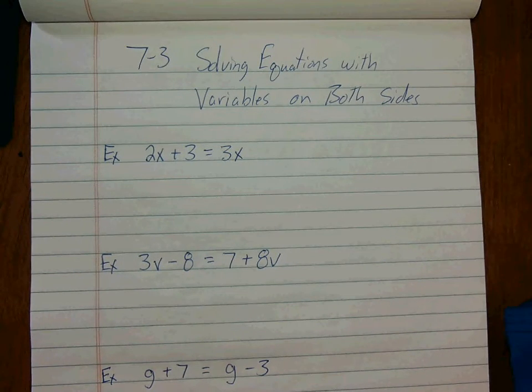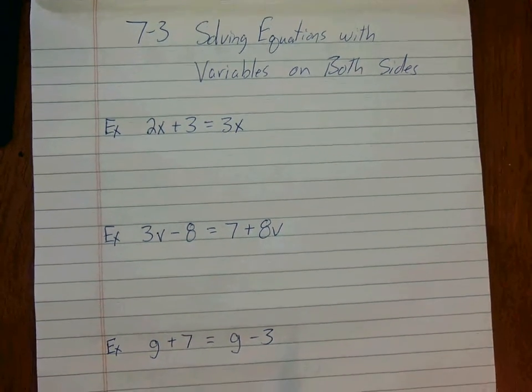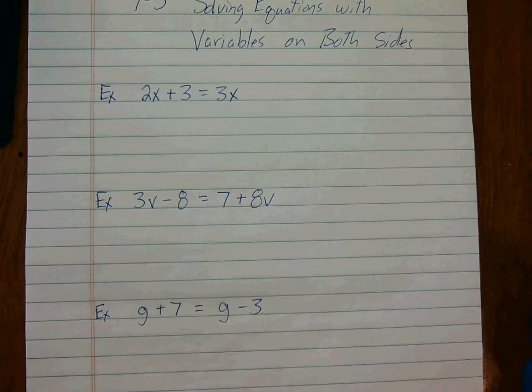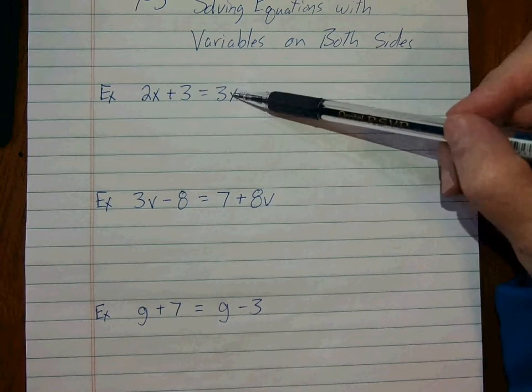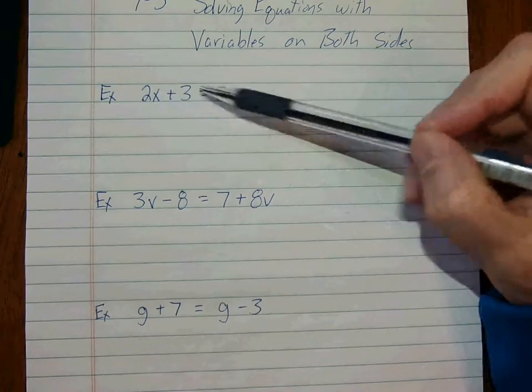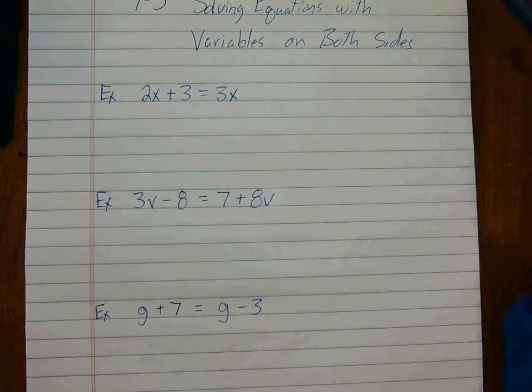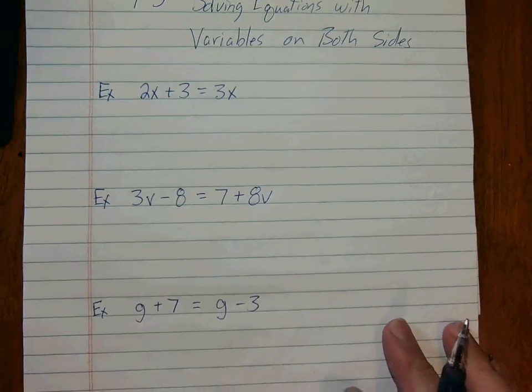Today we're going to start 7-3. This is solving equations with variables on both sides. Now this is a little bit different than 7-2. There's only really one major difference, and that is having a term with a variable on both sides of the equal sign. So here's some steps that you can follow through.